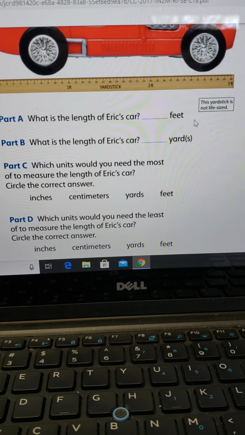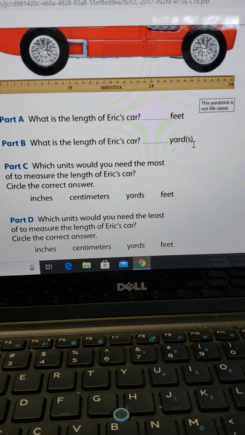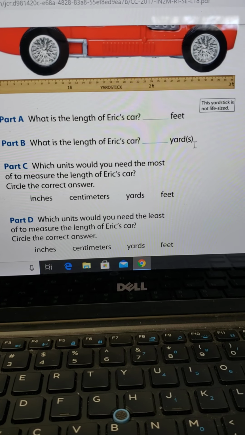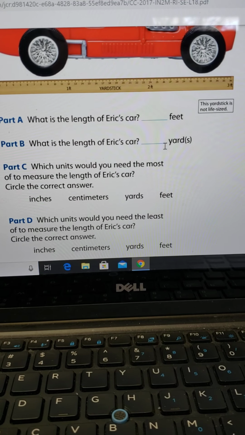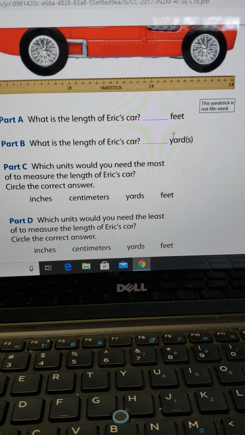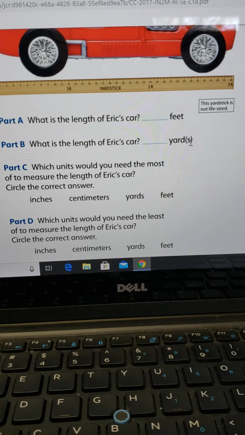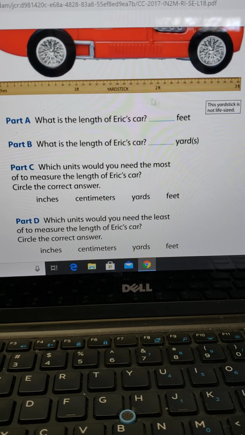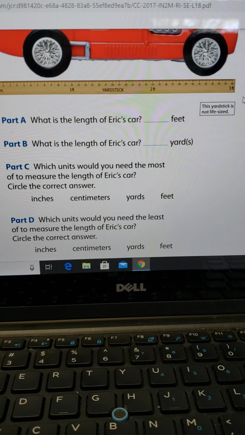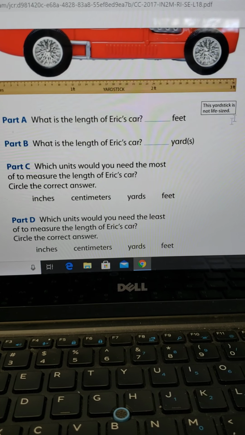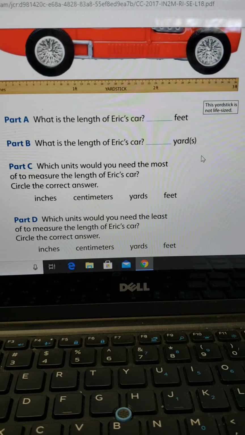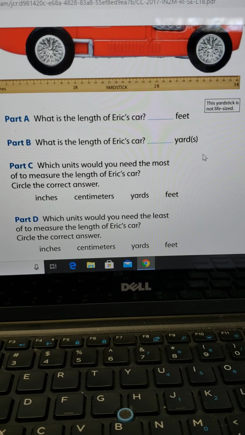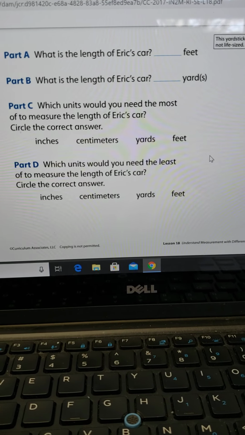How many feet? The next problem says, what is the length of Eric's car? And then it says blank yards. How many yards? If there's one yardstick, how many yards? Let's look at the next one.